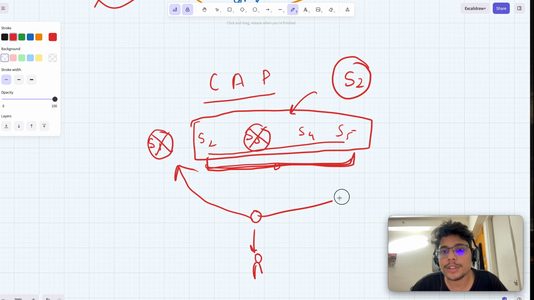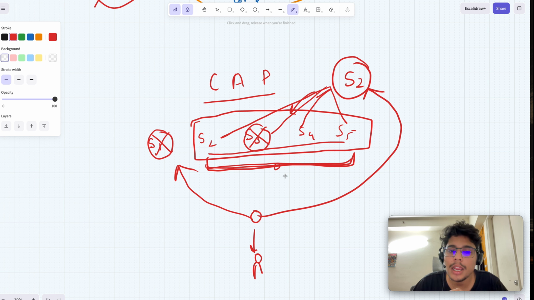So now requests go to S2, and S4, S5, and S3 are the follower nodes, and they update their data according to S2. So we have a new leader node.